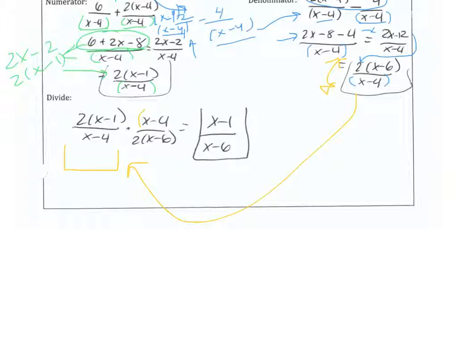So the x minus 4 came to the top, and the numerator came to the bottom. And once we extend that line, we can cancel out the x minus 4 on top and bottom. And then we can cancel out the 2. So we're left with x minus 1 on top, x minus 6 on bottom. Remember, you can't cancel out the x's because they're inside parentheses.